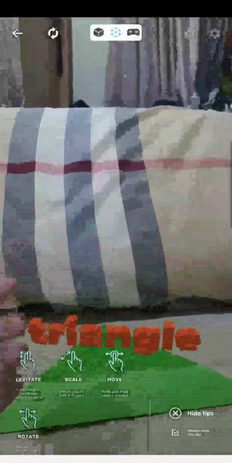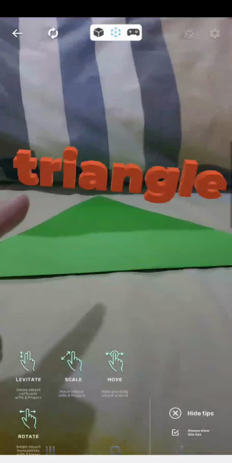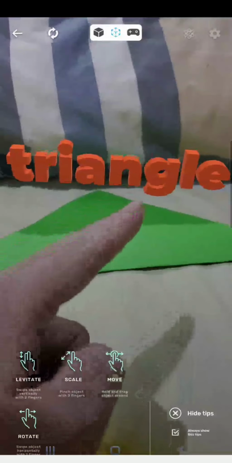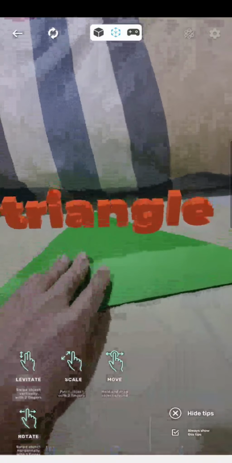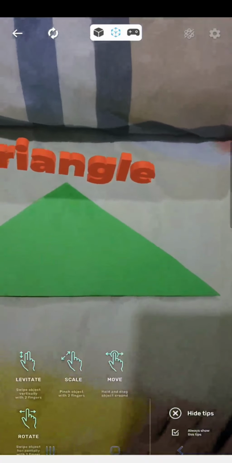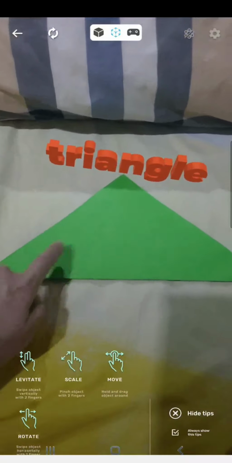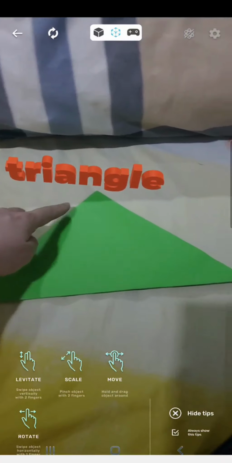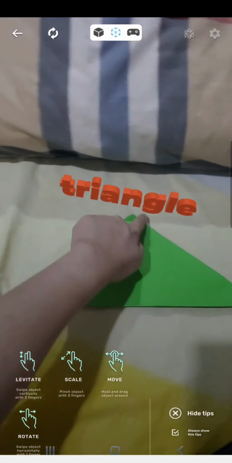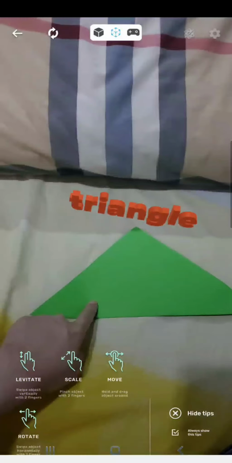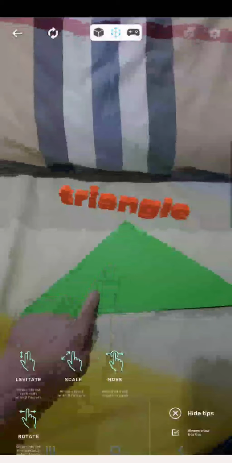Triangle. Okay, how to spell? T-R-I-A-N-G-L-E. Triangle. So this shape is called triangle. Let's see how many sides does a triangle have. 1, 2, 3. 3 sides. So a triangle has 3 sides. Thank you. So the last shape that we are going to learn is parallelogram.